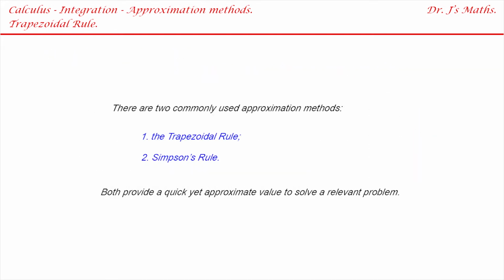There are actually at least two commonly used approximation methods for finding areas and volumes. One is the trapezoidal rule we're going to address here, and the other is Simpson's rule. Both provide a quick yet approximate value to solve a relevant problem.